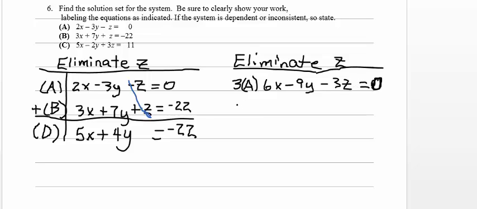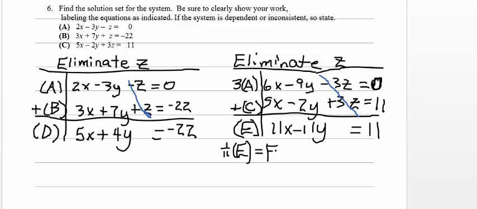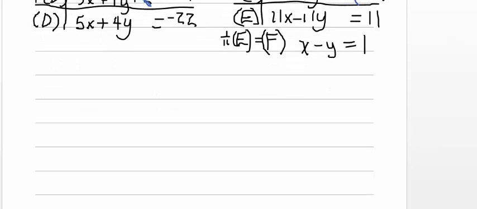So I'm going to use 3 times equation a and equation c. I chose a because the z coefficient in a was already opposite to the z coefficient in c. So I only needed to multiply a by a positive. So notice those z terms cancel out. If I divide equation e by 11, I'll get what I'm going to call equation f, x minus y equals 1.